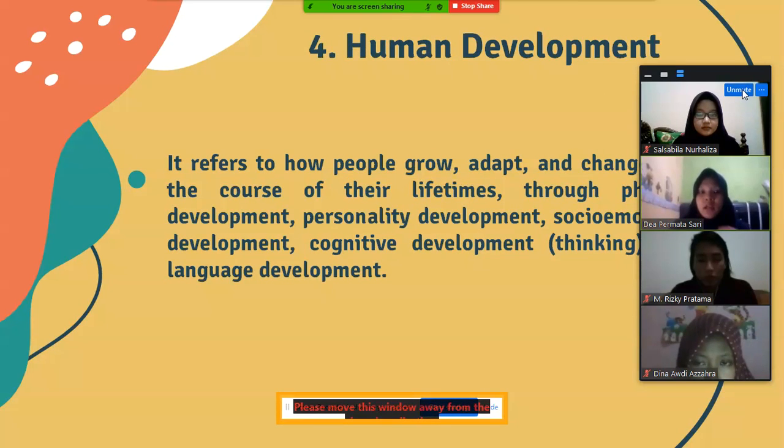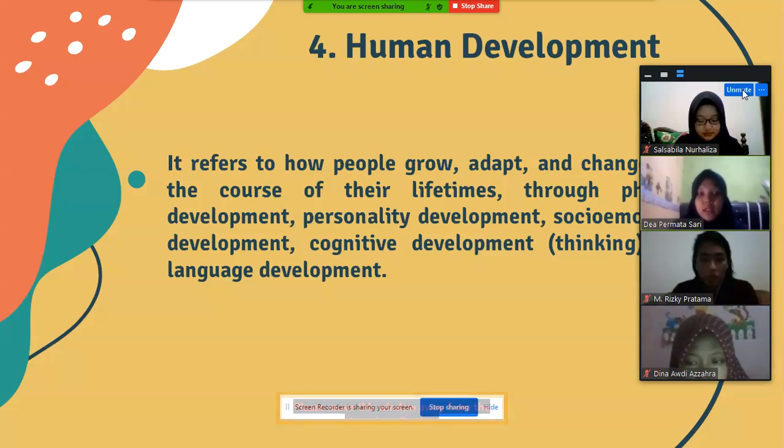The last is human development. It refers to how people grow, adapt, and change over the course of their lifetimes through psycho development, personality development, socio-emotional development, creative development, or thinking and language development. So, humanism clearly explains that a person can choose what she wants to learn, explore and assess their own learning process, so that motivation from students is needed.